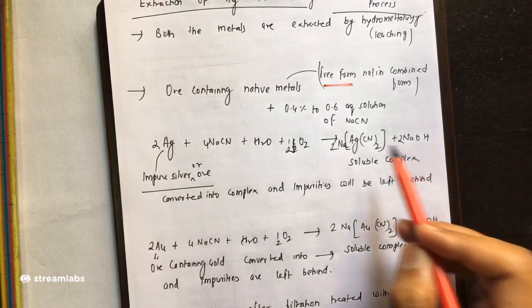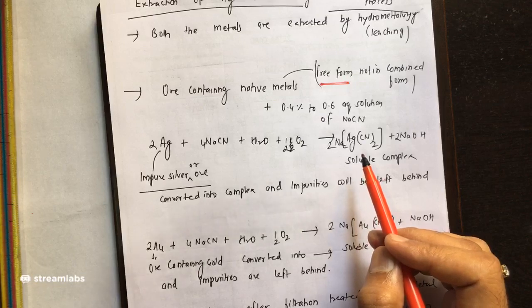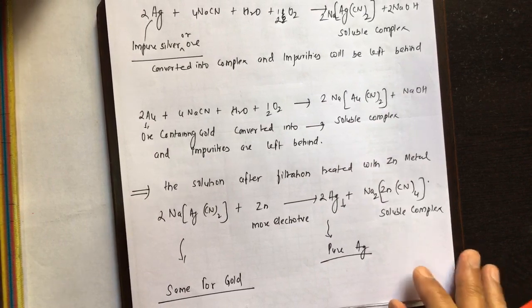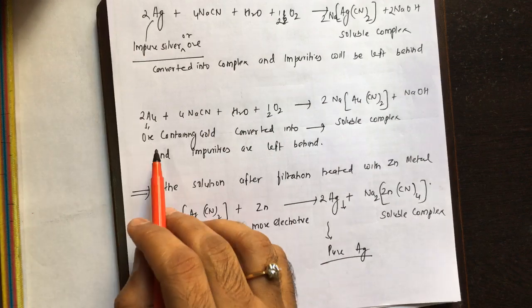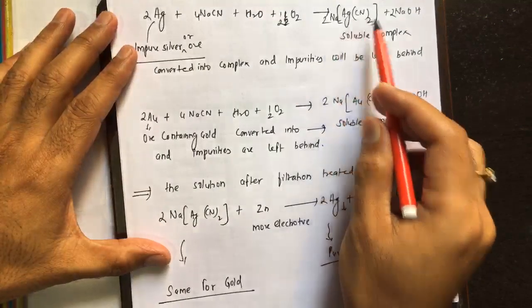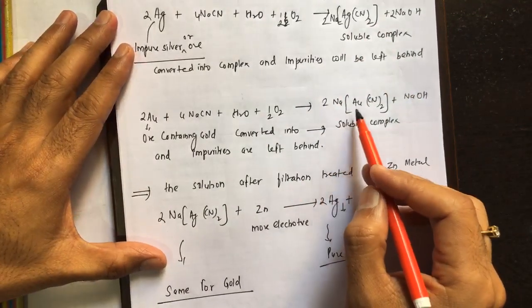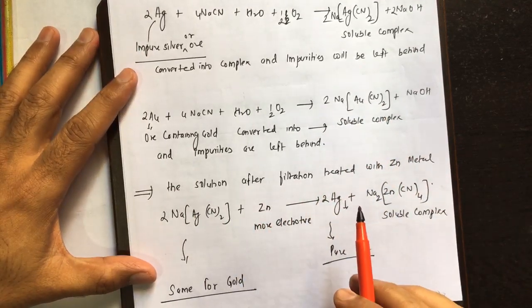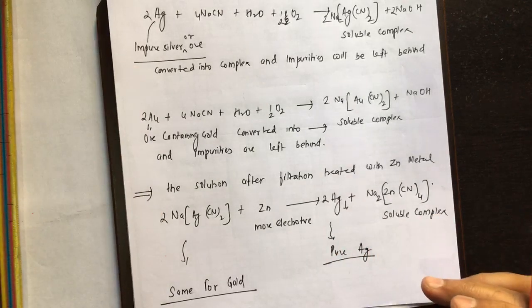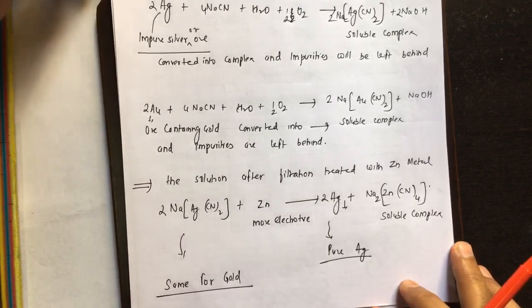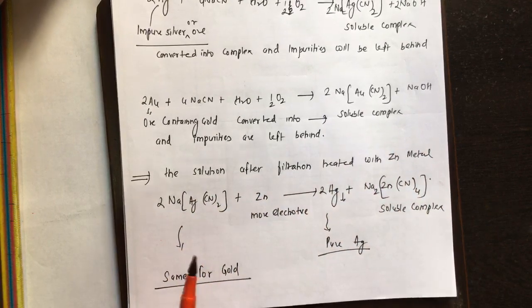That is what I mean. So this complex is important. Remember that in silver. In the same way you can talk about gold also. Same process, just remove silver and put gold. The rest remains all the same. So there the complex was Na[Ag(CN)2]. Here the complex will be Na[Au(CN)2], the aurate complex. It is also a soluble complex. So whatever ore containing gold with impurity, it is converted into a soluble complex, and the impurities are left behind. So this is how we can remove the impurities from the ore.